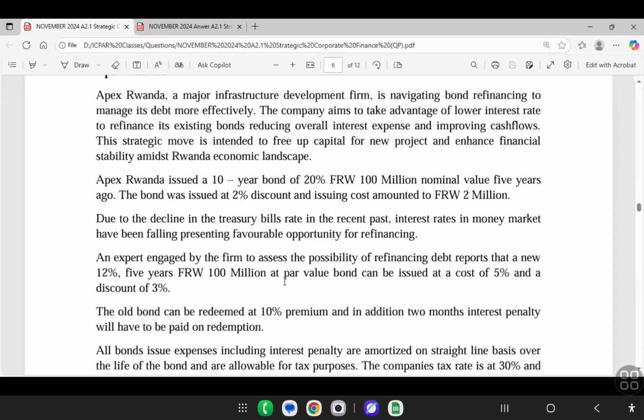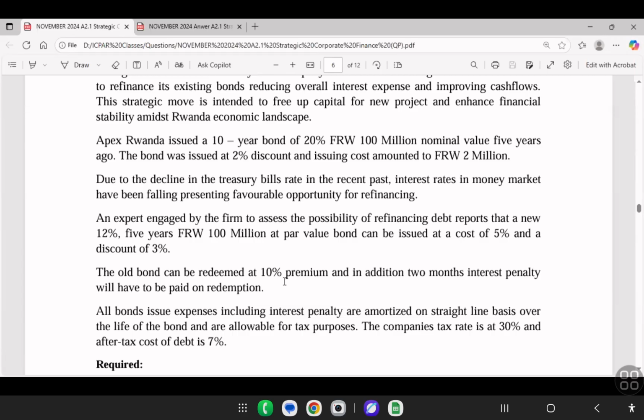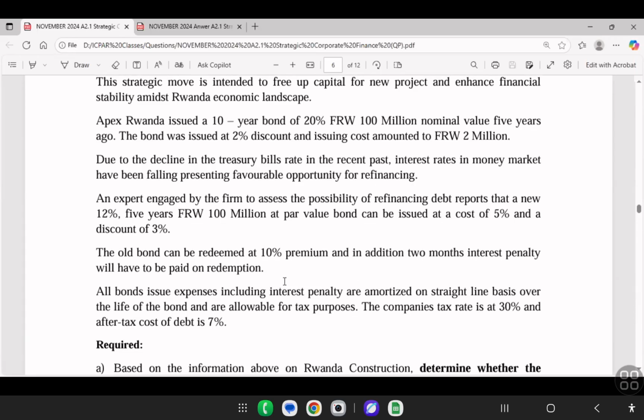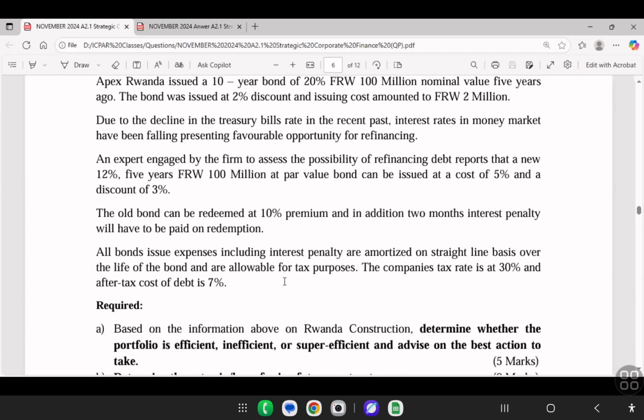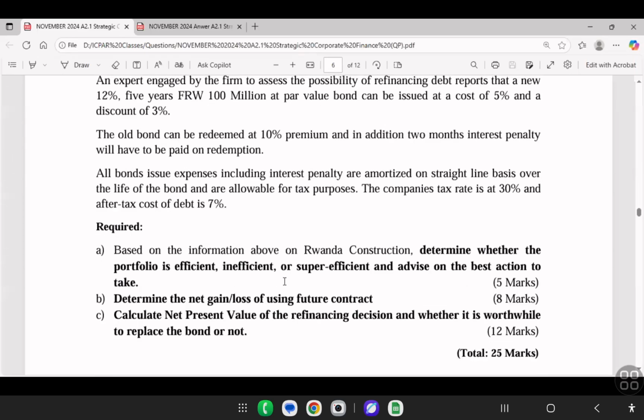An expert engaged by the firm to assess the possibility of refinancing debt reports that a new 12%, 5 years, 100 million par value bond can be issued at a cost of 5% and a discount of 3%. The old bond can be redeemed at a 10% premium and an additional 2-month interest penalty will have to be paid on redemption. All bond issue expenses, including the interest penalty, are amortized on a straight line basis over the life of the bond and are allowed for tax purposes. The company's tax rate is given, and the after tax cost of debt is 7%. The question is: calculate the NPV of the refinancing decision and state whether it is worthwhile to replace the bond.